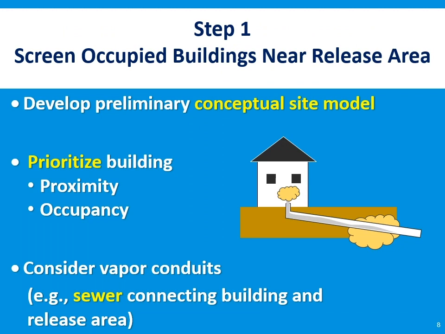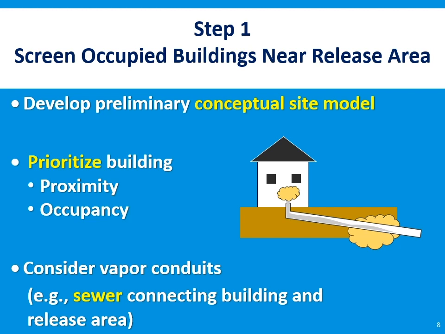Now I want to walk through the stepwise process for evaluating a building for vapor intrusion. As with all potential exposure pathways, a conceptual site model should be developed for the building. Buildings under evaluation can be prioritized based on proximity and occupancy. Buildings near contamination would have a higher priority for assessment than buildings far from contaminant plumes. Likewise, building occupancy should also be considered. Buildings with low occupancy or no occupancy should be given lower priority.